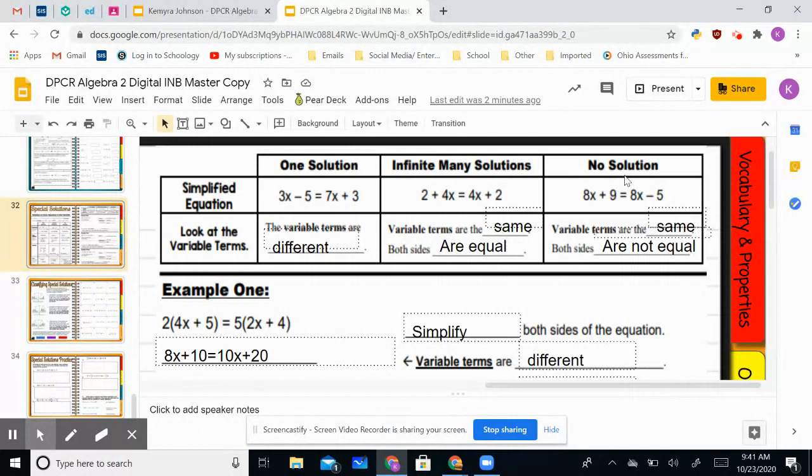Now, when you're looking at no solution, you'll notice that just like with infinite solutions, the variable terms will be the same, but both sides won't be equal. So you'll have the same variables, but different constants. So you need to go through and take a look at these. You're going to need to simplify whatever equation you have, and then take a look at what you have on both sides of your equation to see what type of solution you'll have. Now, if you have one solution, you'll have to go through and actually find that solution. For these two, since no matter what you do, they're going to have these types of results, you could leave them as is. So let's take a look at a couple of examples.